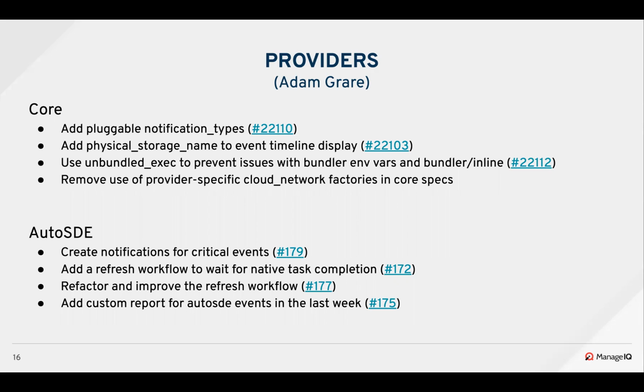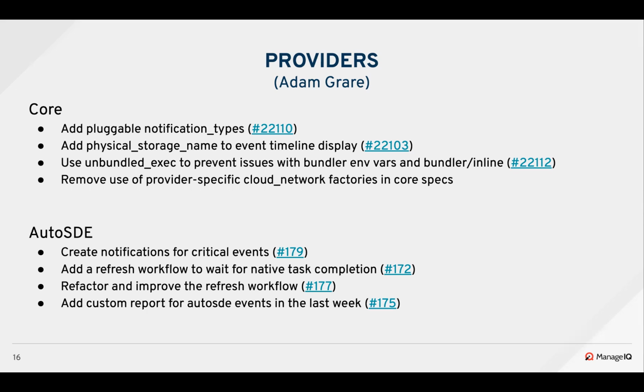We made a change to use unbundled exec to prevent issues with the core bundler environment variables overriding the caller's when using bundler inline. This is specifically for the provider workers, which are meant to be exec'd to replace the memory address space of their caller. The environment variables were being inherited from the parent process, and that was causing issues with gems not being able to be loaded in the child process.